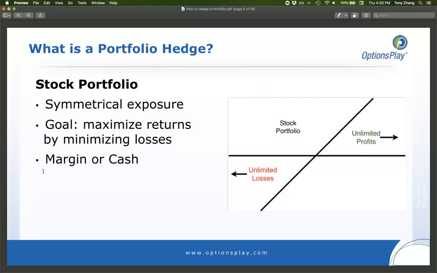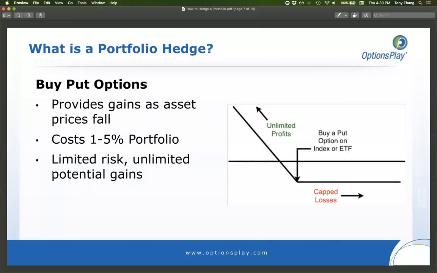So what is a portfolio hedge? A portfolio hedge is simply buying a put option on that portfolio, or rather in addition to the portfolio that you already own. And buying this put option provides gains as asset prices fall. So as the market corrects and moves lower, the put option provides gains. This put option typically will cost anywhere from about 1 to 5% of the underlying portfolio. So think about that for a second.